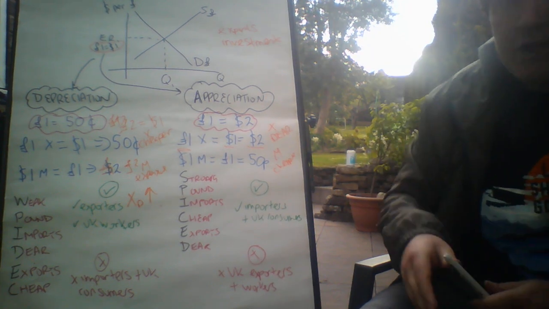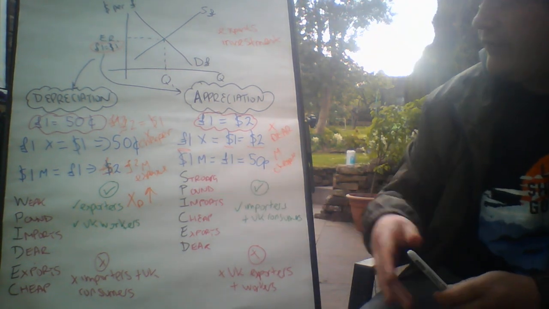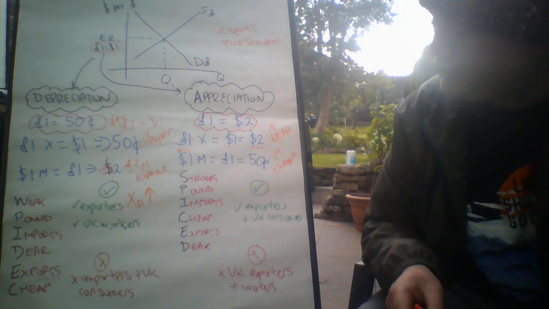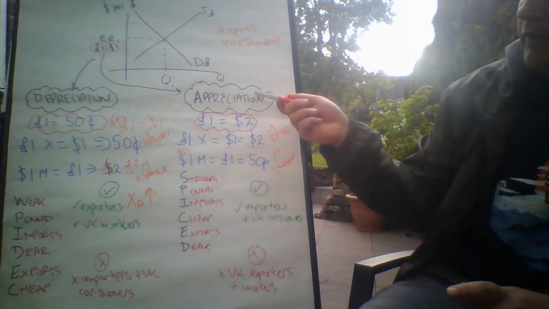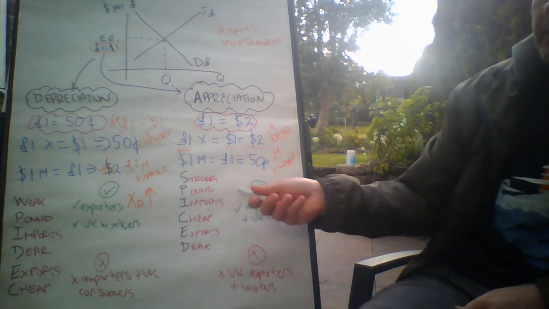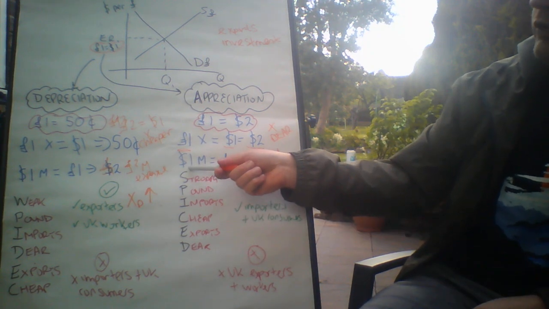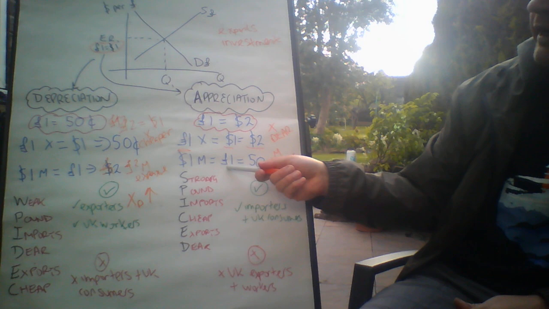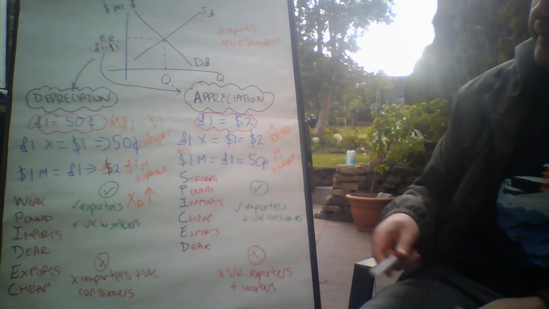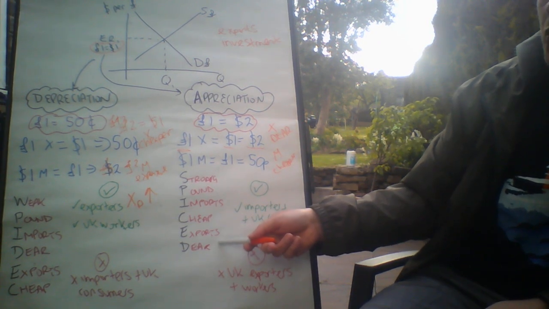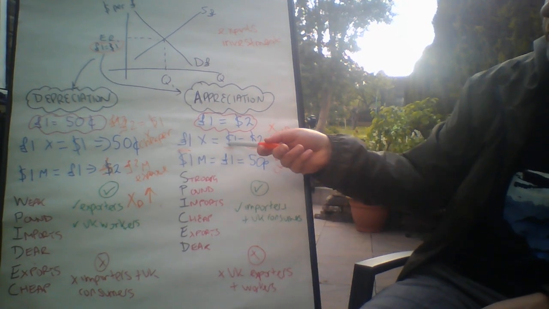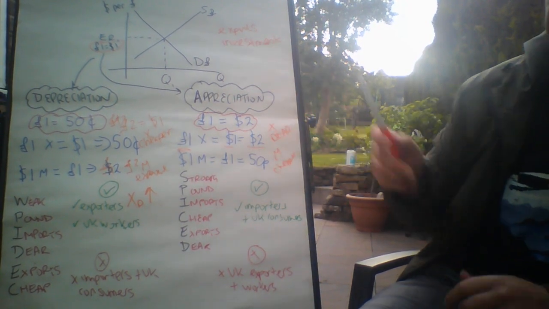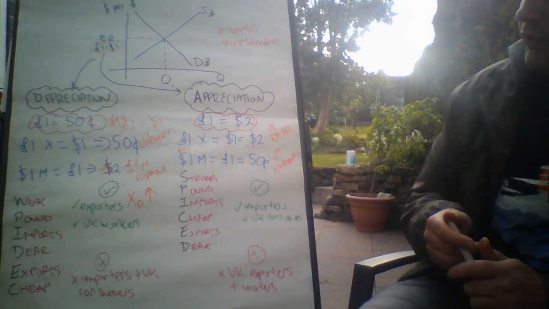So again, we've got an acronym. We've got something that we call SPICED: strong pound, imports cheap, exports dear. As the pound gets stronger and appreciates, imports become cheaper. And look why. A $1 good has fallen from being £1 down to 50p. Exports will become more expensive. So American people now will pay double the price at these exchange rate changes than what they would do before.